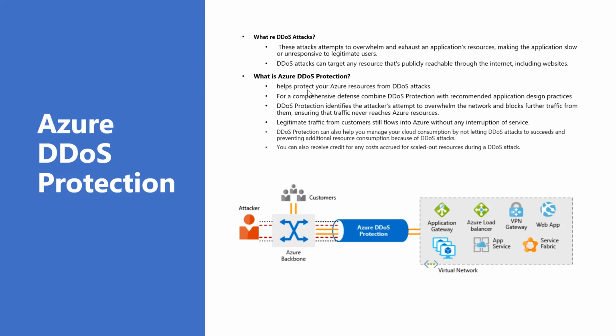Now, what is Azure DDoS protection? It basically helps you protect your resources from DDoS attacks. For a comprehensive defense, you combine DDoS protection with your application design so that you have a fully functional defense against these kinds of attacks. DDoS protection identifies the genuine customer traffic and the attacker traffic. It blocks only the attacker traffic and still lets the customer traffic reach your resources. It is able to segregate the legitimate traffic from the attacker traffic, and it also helps you manage your cloud consumption.